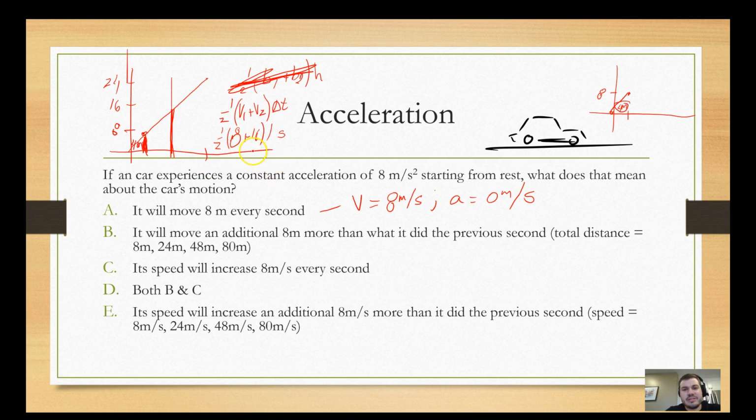All right, so 8 plus 16 is 24, divided by 2 is 12. So in the second second, we move another 12 meters. So notice that that's 8 meters more than the previous case. So B is almost onto something here.